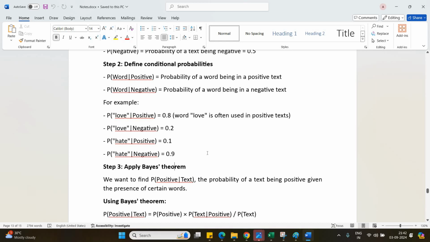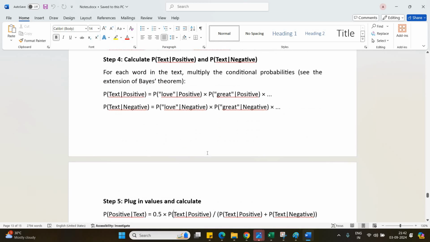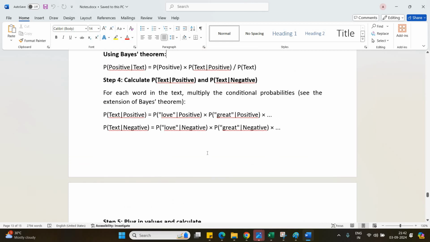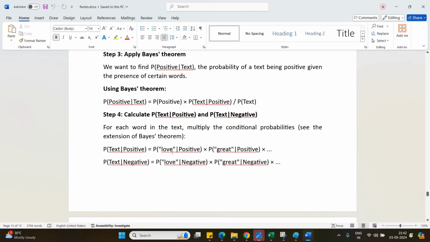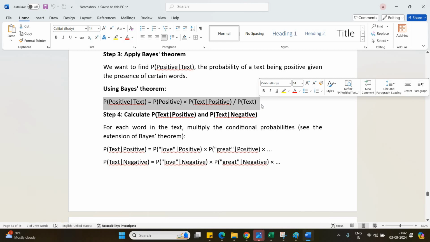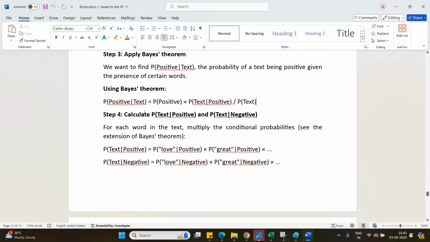Now we have to apply the Bayes theorem. Why will we apply the Bayes theorem? Because we have to find out, when a word is there, whether it has been used in the positive sense. What is the probability for that? So we have the Bayes theorem here, and I don't need to explain it again because we have already understood the Bayes theorem.